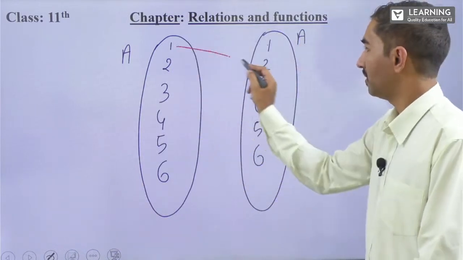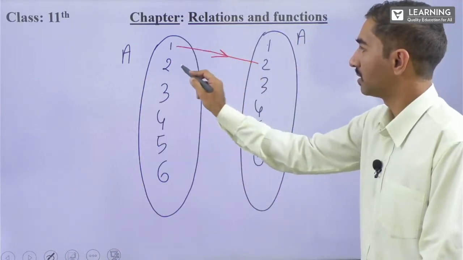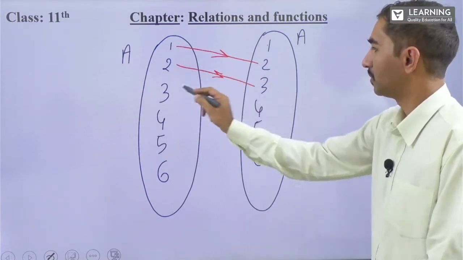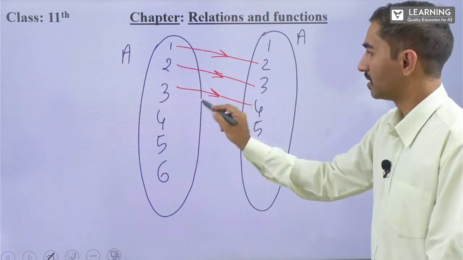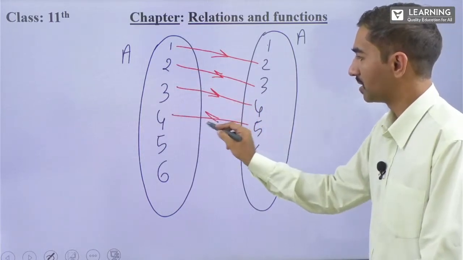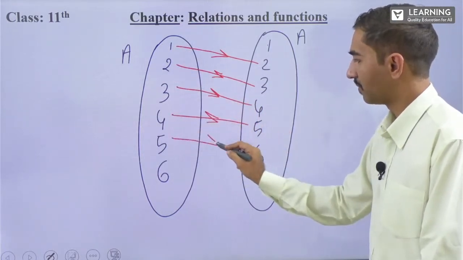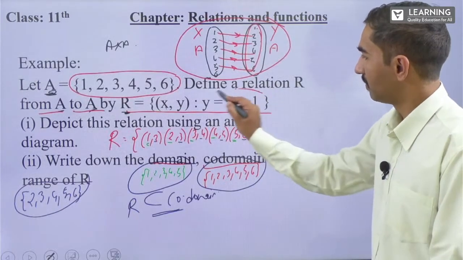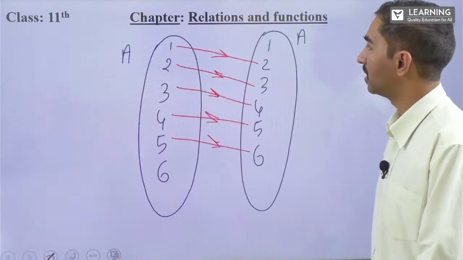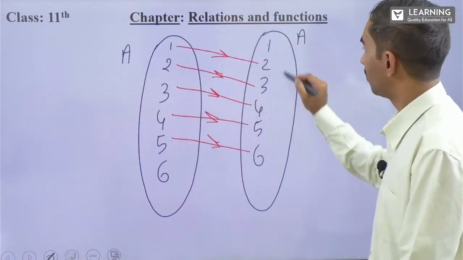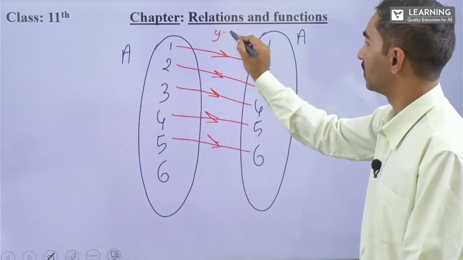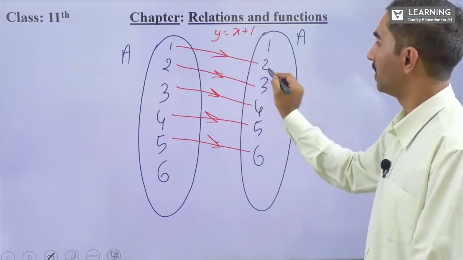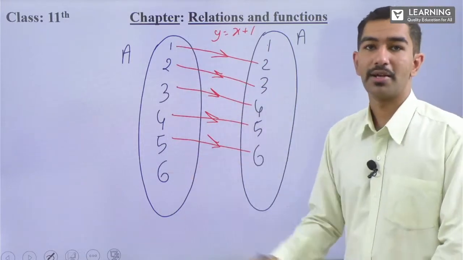So if x is equal to 1, y is equal to 2, put an arrow mark. 2 to 3, if x is equal to 2, y is equal to 3. x is equal to 3, y is equal to 4. x is equal to 4, y is equal to 5. x is equal to 5, y is equal to 6. Where is that given, students? So see here, y is equal to x plus 1. So here all these are values of y. So y is equal to x plus 1. If x is equal to 1, then y will be equal to 2, so this is an arrow diagram.